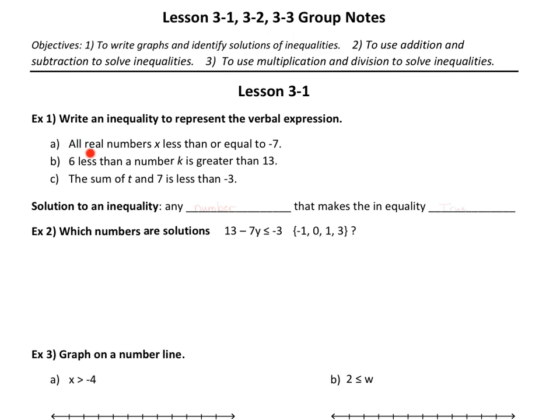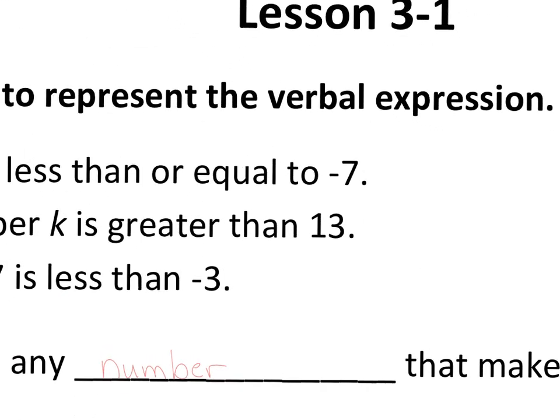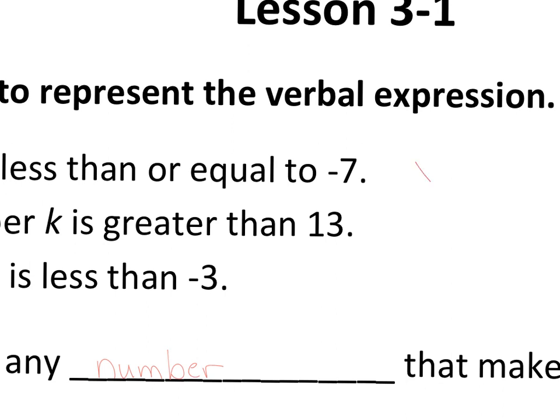Okay, so all real numbers, x. So anytime they give you all real numbers, you don't have to worry about that. They're just telling you to use the letter x, which will represent our real number system. So x less than or equal to -7. So on this guy here, you're just going to write down exactly what it says. X is less than or equal, remember the less than looks like an L, -7. That's all you're writing there.